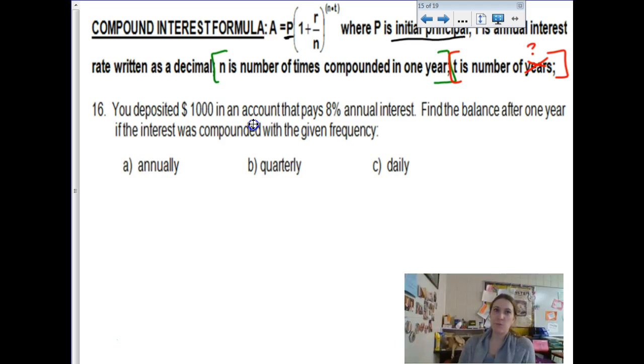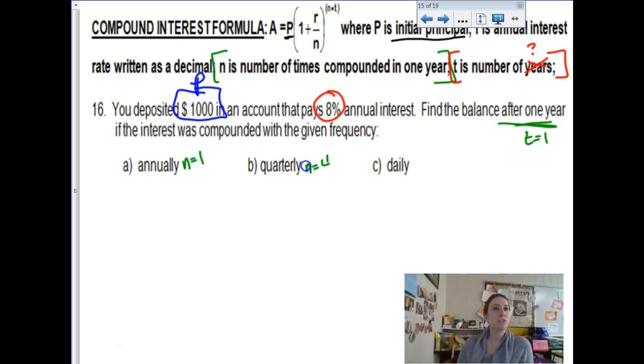This question says we invest, or deposit, $1,000, so that's that initial value, the principal they call it. And it pays 8% interest. Find the balance after 1 year, so that's time. But then they're going to change the compoundings. For annual interest, that means you collect interest once. For quarterly interest, that means you collect interest 4 times. And for daily interest, technically it's 365 and a quarter, but we'll just say 365 to keep things easy.